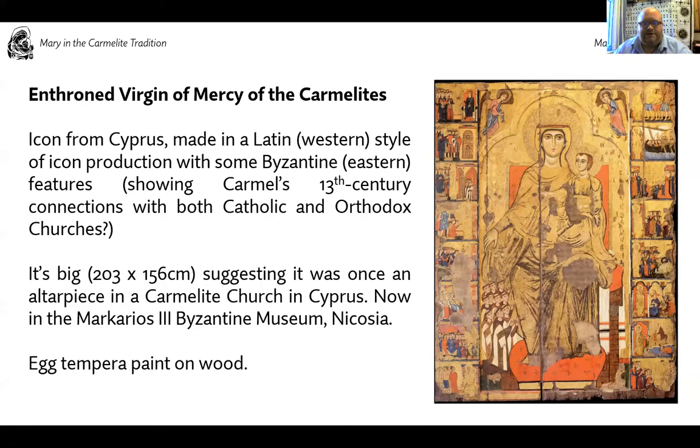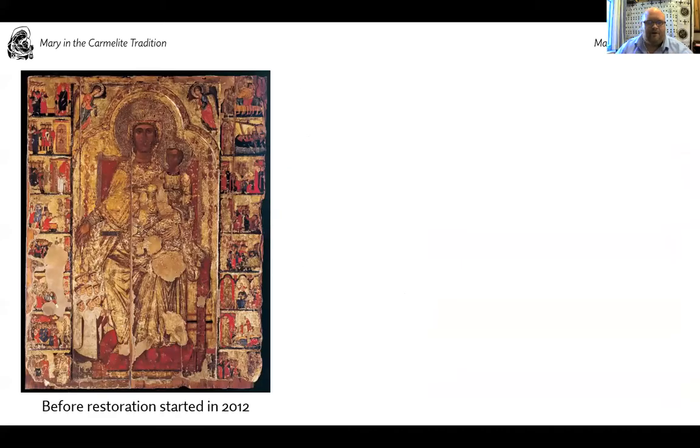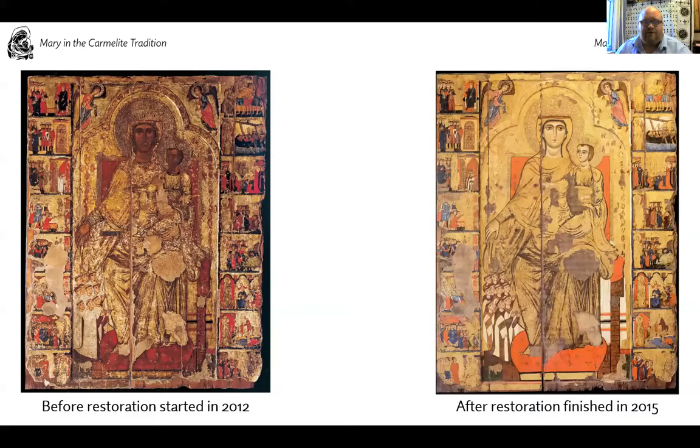And this is how the image looked until recently. Before it was restored in 2012, you can see it was much darker, chipped and in need of cleaning, because over the centuries, particularly icons that have been in churches get soot from candles and all that kind of thing gradually covers the surface, and it was in desperate need of repair. And thanks to modern techniques with x-rays and all sorts of things, art historians and scientists were able to restore it to this. You can see it's a much brighter, simpler image.